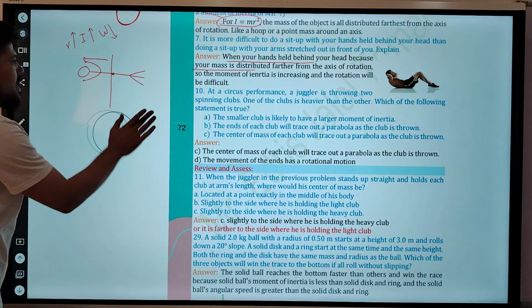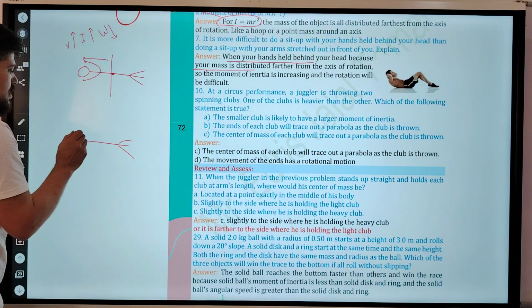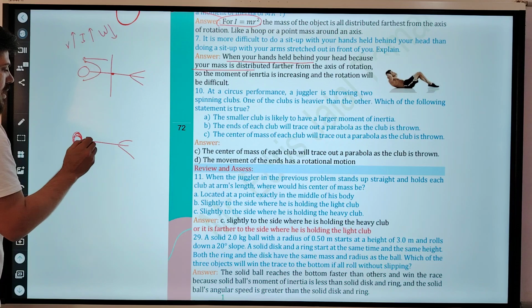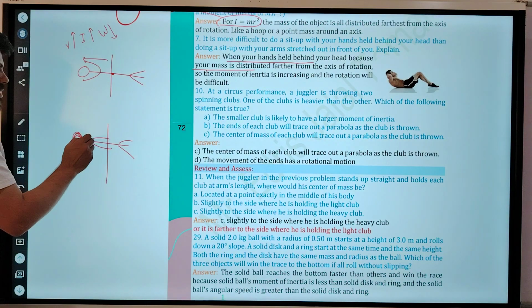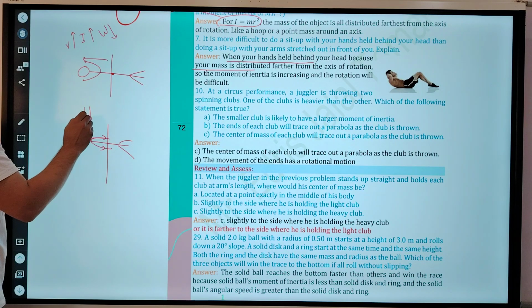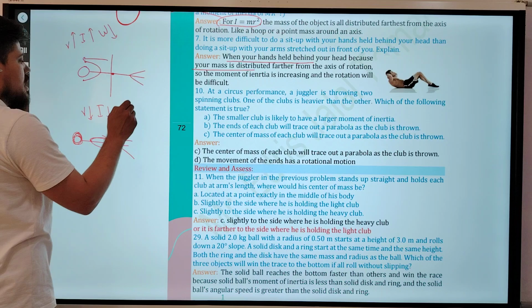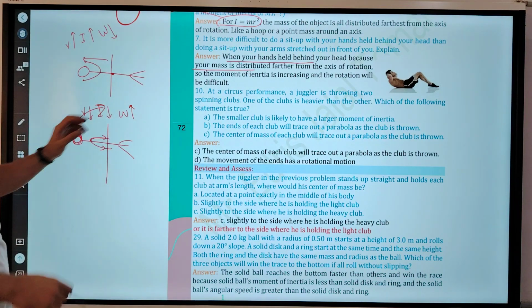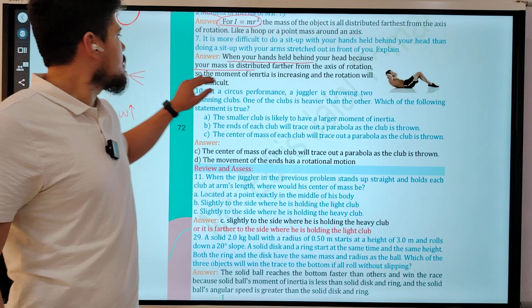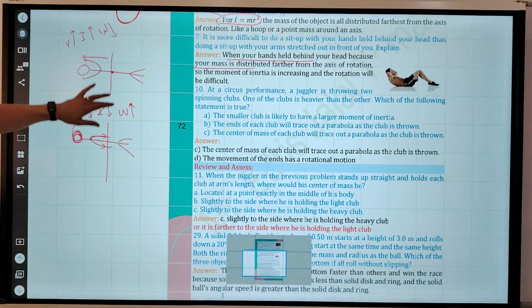Okay? But in the case when someone stretches his arms out, look, toward the axis of rotation, the mass is close to the axis of rotation. Okay? It means that less R gives less moment of inertia and it has more angular speed. It is easy to sit up. Okay? So when the moment of inertia is increasing, rotating will be difficult.